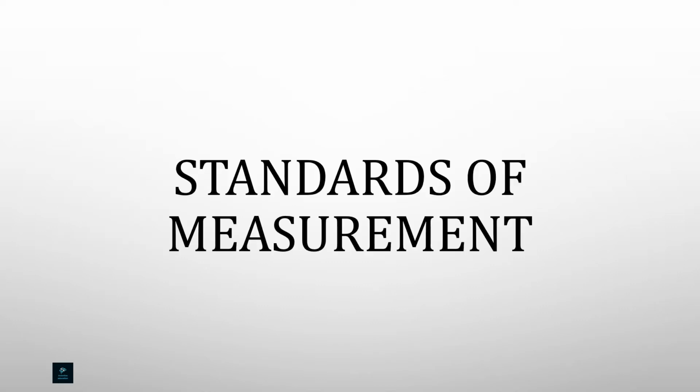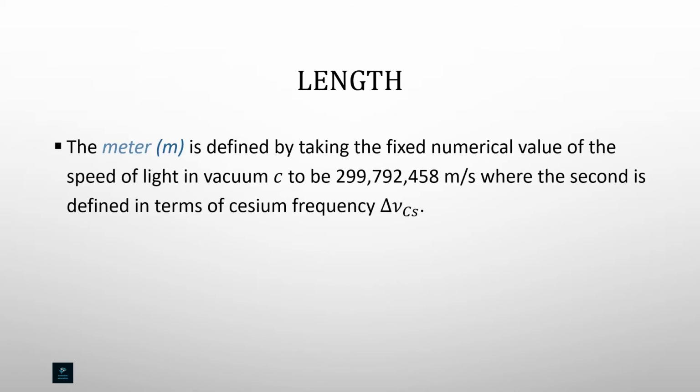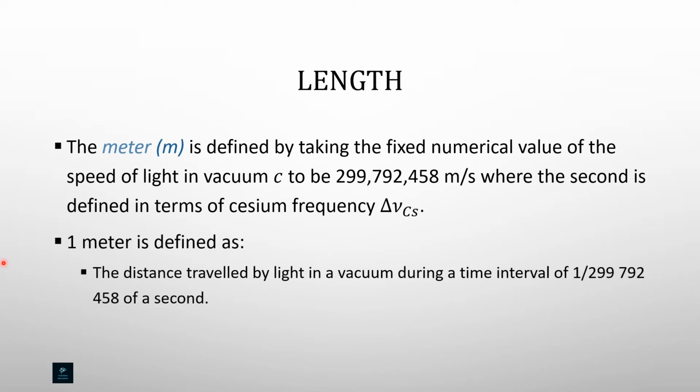In order that all the measurements around the world are uniform and equal, standards of measurements are defined. Therefore, the meter is defined by taking the fixed numerical value of the speed of light in vacuum to be this much meter per second, where the second is defined in terms of cesium frequency. In simple terms, 1 meter is defined as the distance traveled by light in vacuum during a time interval of 1 by this much of a second.